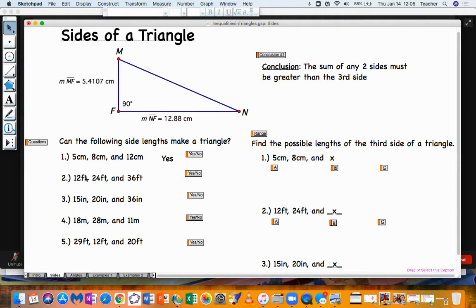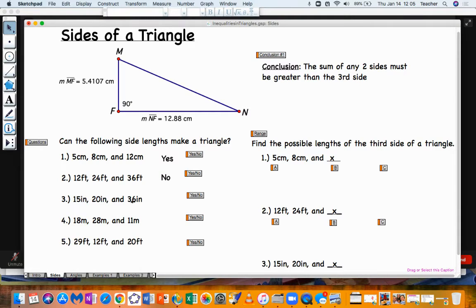All right, and I got 12, 24, and 36. So take the two smallest, 12 and 24. 12 plus 24 is 36. 36 is not bigger than 36. Remember, it's got to be greater than. So that would be a no. It's got to be greater than the third.